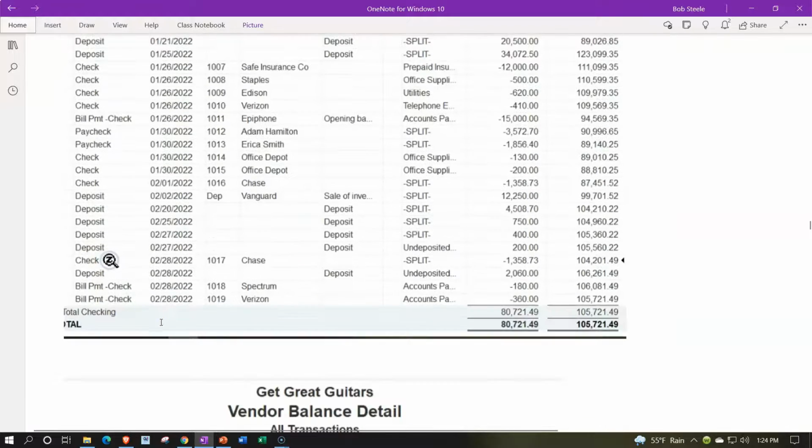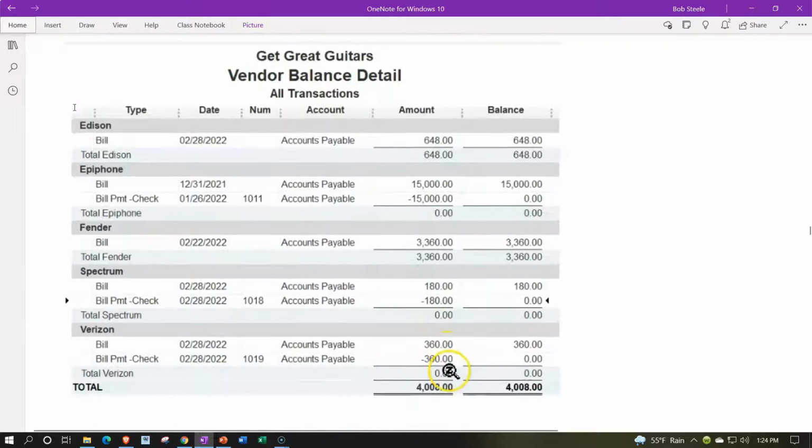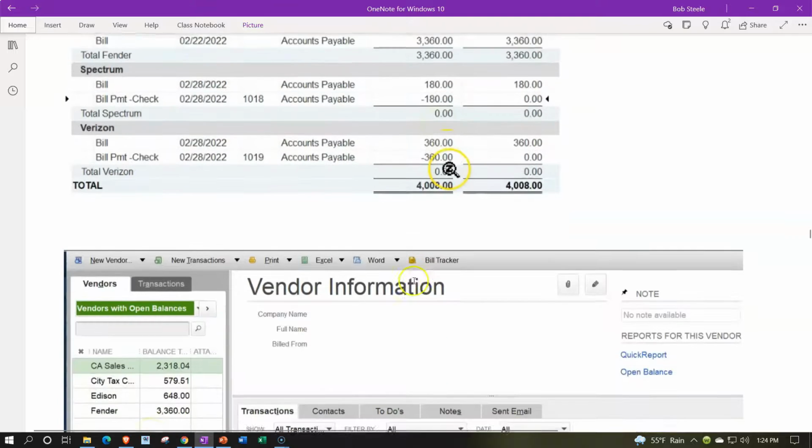And then if I go into the checking account, we got the bill payment. Once again, it's marked a little bit differently than the other checks, even though it acts like a check, decreasing the checking account, and that allows you to sort by those items that are paying the bill. So that's actually quite nice. We got the vendor balance detail, which now we see the bills have been paid for Verizon and Spectrum. This is what we expect to see. It goes up with a bill, goes down with a bill payment check. And there we have it back on down to zero.